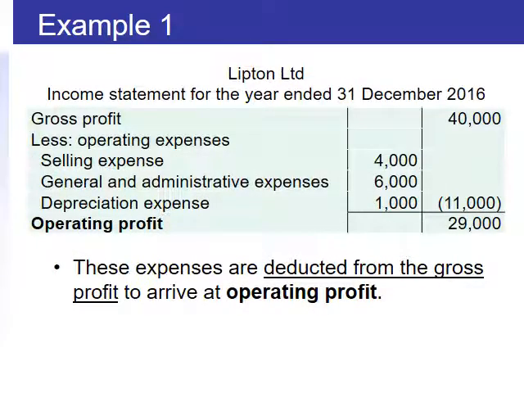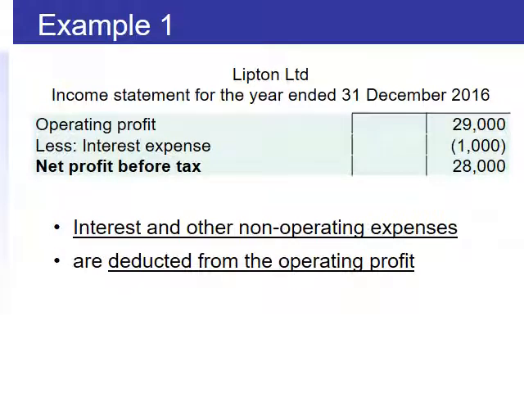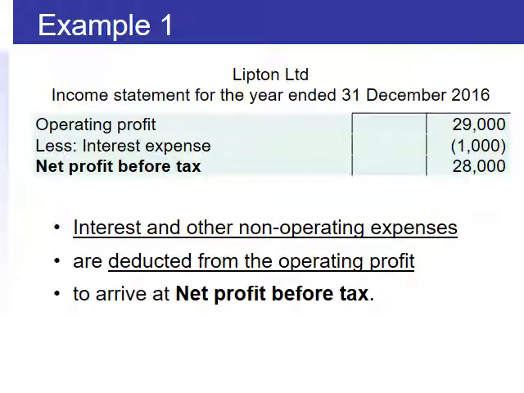These expenses are deducted from gross profit to arrive at the operating profit. So your gross profit of 40K minus selling expenses, G&A expenses, and depreciation expenses gives you 29,000, which is your operating profit. The interest and other non-operating expenses are deducted from the operating profit to arrive at the net profit before tax. You can look from here. Your operating profit of 29,000, you less off your interest expense of 1,000, gives you a net profit before tax of 28,000.